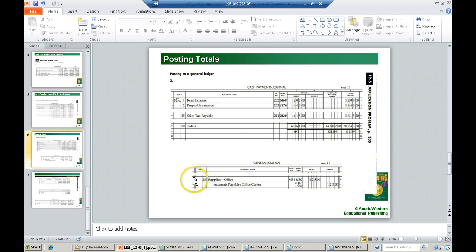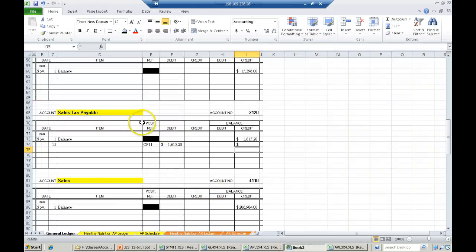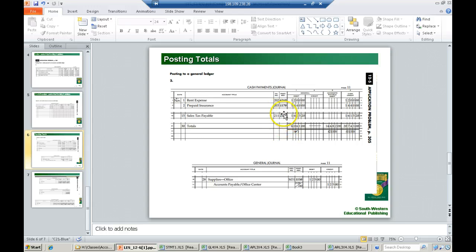Finally, let's go down to the general journal here. We bought office supplies on account from Office Center. Again, don't forget to record the general ledger account number 2120 from sales tax payable into your journal to finalize that step. So let's take a look at this. Supplies office, we debited $125.